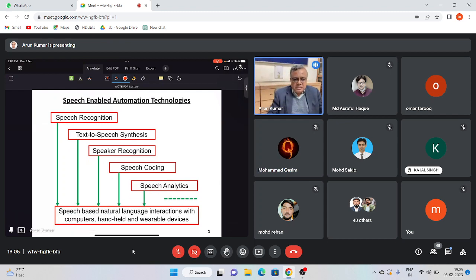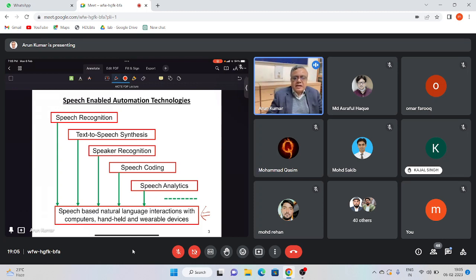Speech-enabled automation technologies. The requirement is that we have natural language interactions with computers, handheld and wearable devices. For this, the key technologies that are required to be perfected are speech recognition, text-to-speech synthesis, and for compression purposes, speech coding, and other applications include speaker recognition, and then analytics.